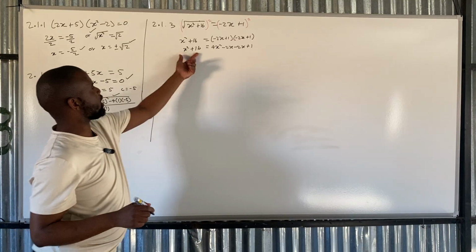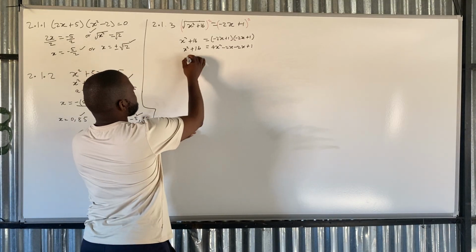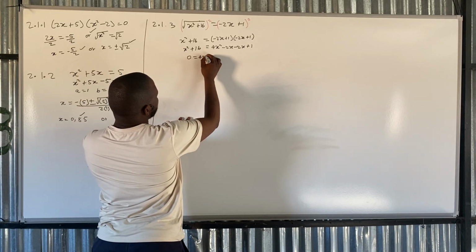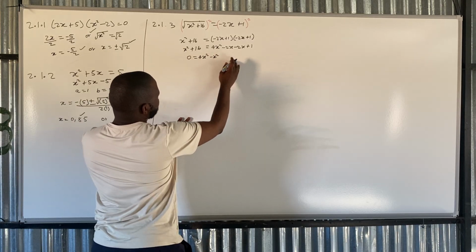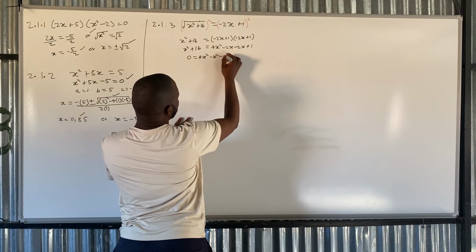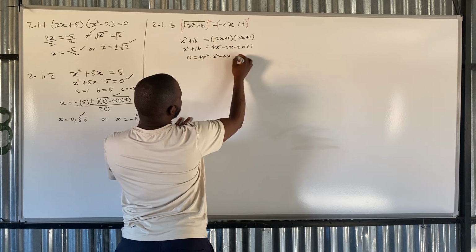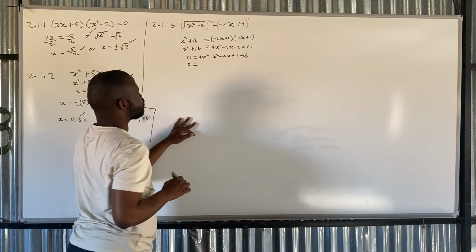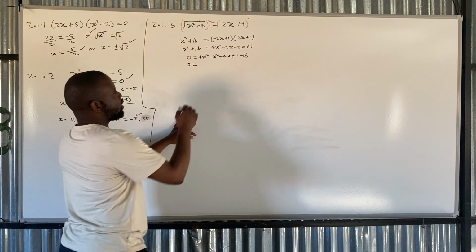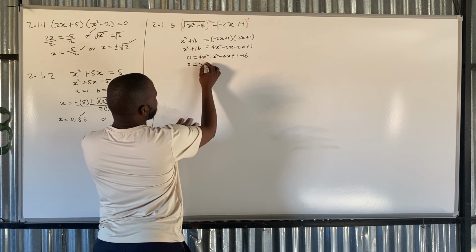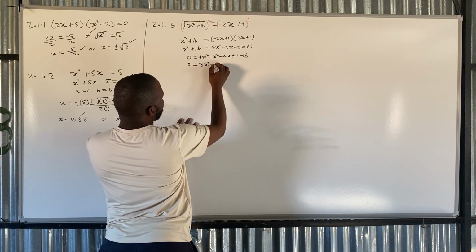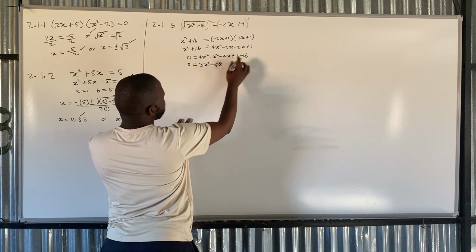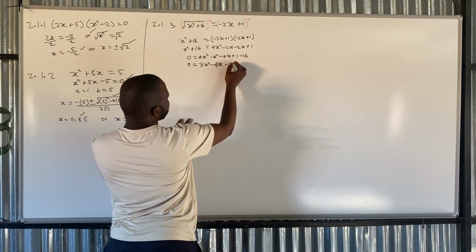Then from here, we're going to take everything to the other side, and then it's going to be 0 on this side. So it's going to be 4x squared minus x squared, this is negative 4x, and then plus 1, and then minus 16. Then 0 is equal to 4x squared minus x squared, this is basically 3x squared, and then minus 4x, and then this is minus 15.